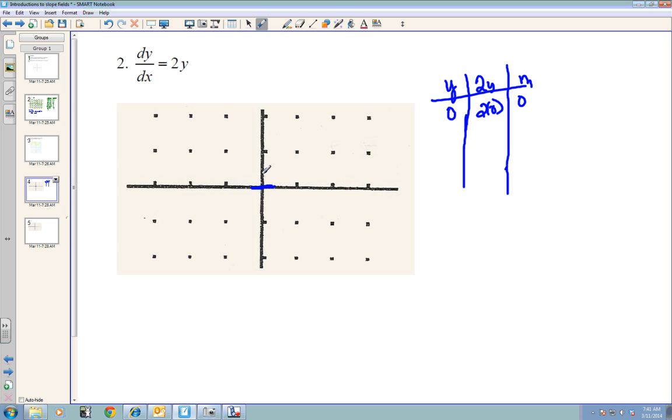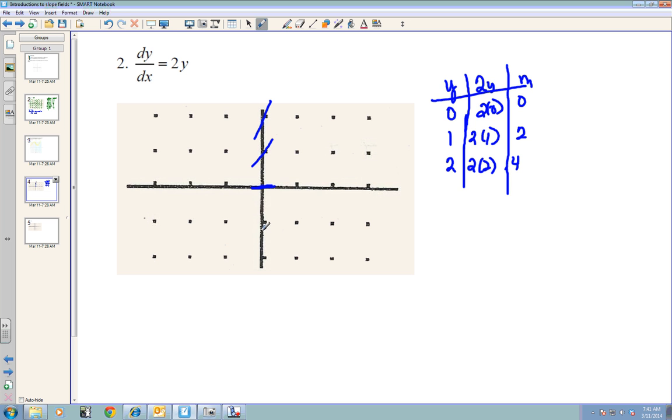So let's do the point 0, 1. So when y is 1, 2 times 1, my slope is 2. So I need to draw a line segment showing a line with a slope of 2. Okay, let's do the point 0, 2. So when my y is 2, my slope is 4. So I need to draw a line segment through that point that shows that it's steeper than this.